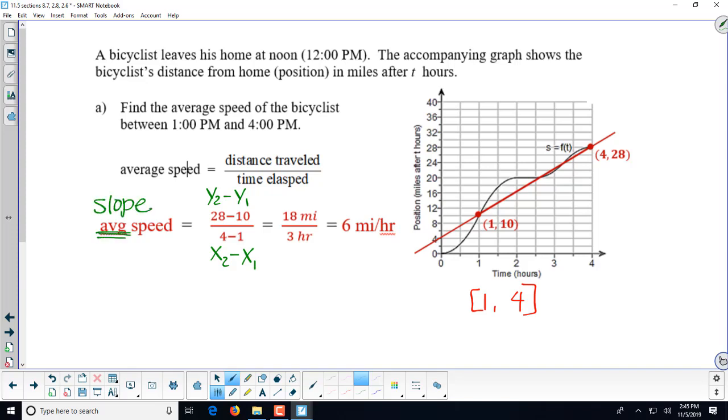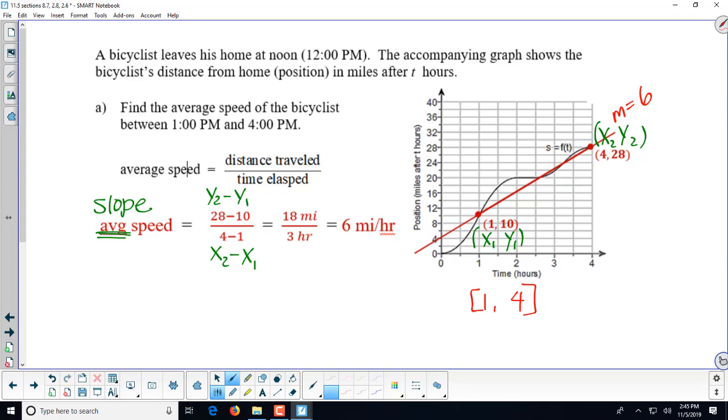Right? Here's your y2, here's your x2, here's your y1, here's your x1. Remember that? Slope, change in y over change in x. So the idea is the slope of this line is 6, which is the average speed or average rate of change of that function that's being modeled, the distance function, position function, we call it in calculus. The slope of that line is the same as the average rate of change of that function.